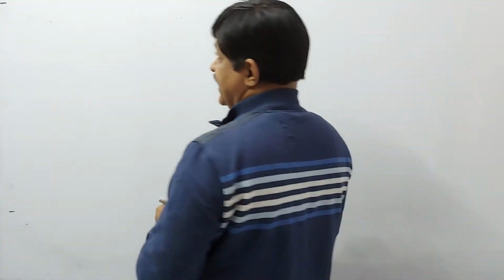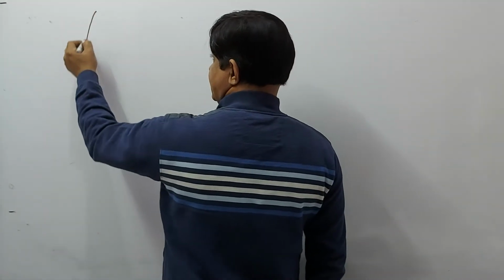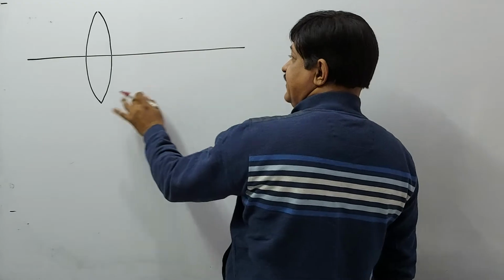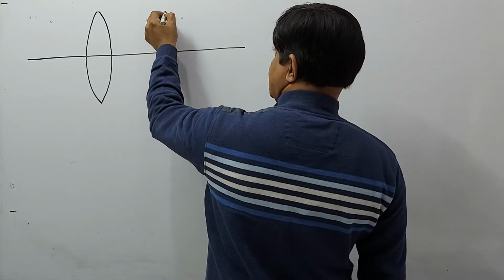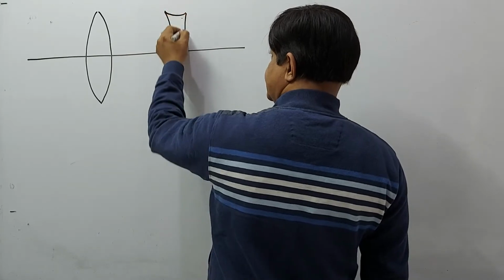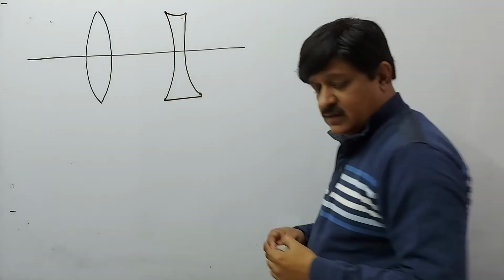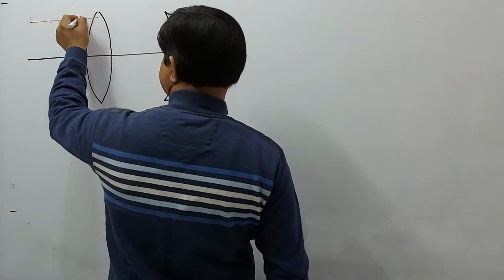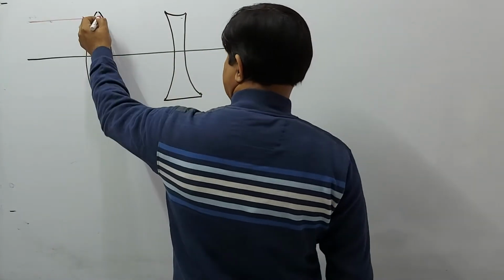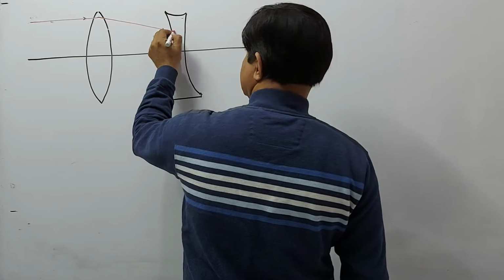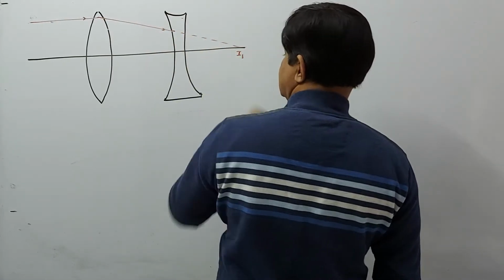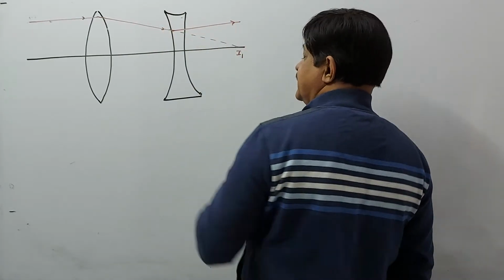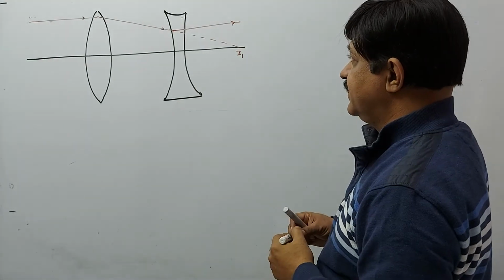In the same combination of lens, if I take a typical example like this, on the principal axis I am having more than one lens. Say one will be convex and other will be concave. A ray of light is starting from somewhere here. Due to its focal length, it tends to converge but meanwhile another lens is there, so due to this it will go like this, parallel to this. So this kind of thing is going on.